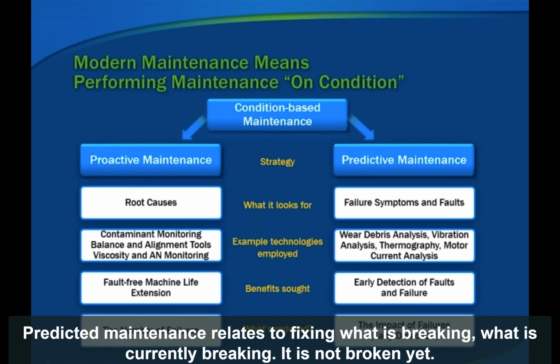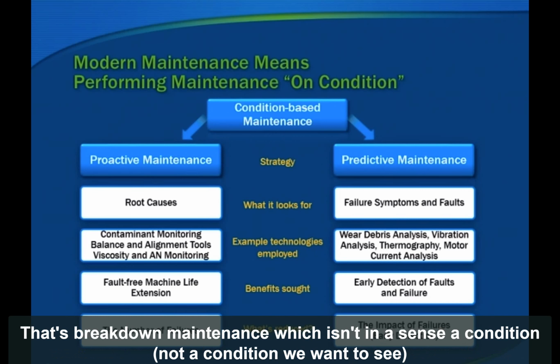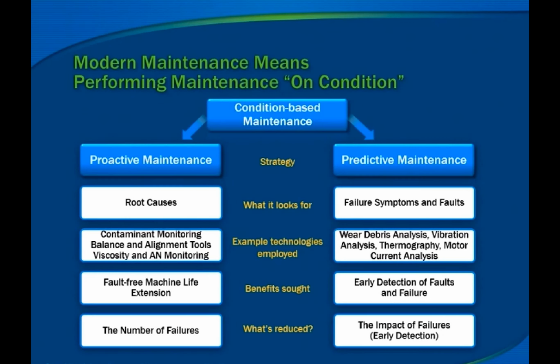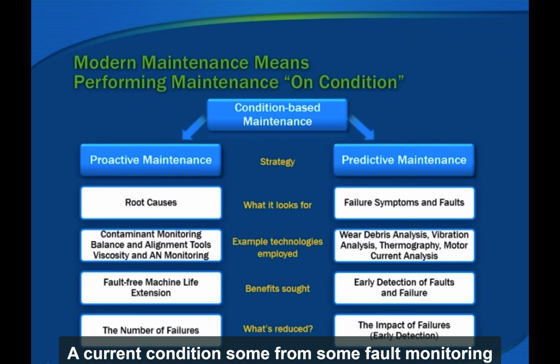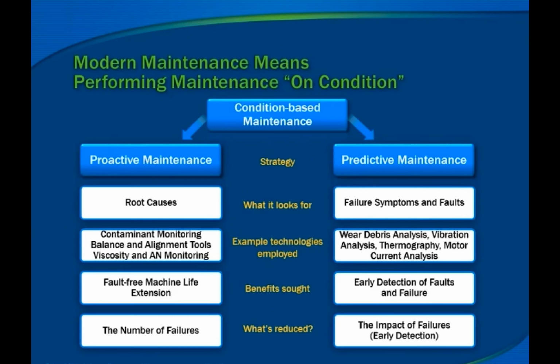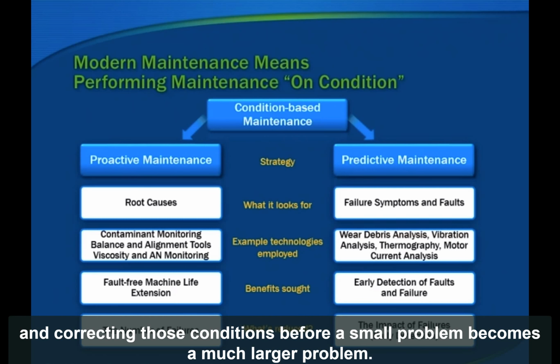Predictive maintenance relates to fixing what is breaking, what is currently breaking. It's not broken yet, because that's breakdown maintenance, which isn't, in a sense, a condition we want to see. But instead, predictive maintenance is identifying a current condition through symptoms and fault monitoring, and correcting those conditions before a small problem becomes a much larger problem.